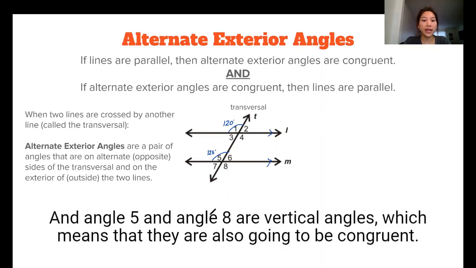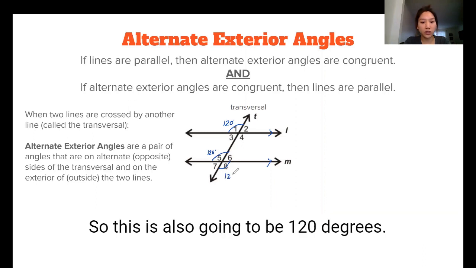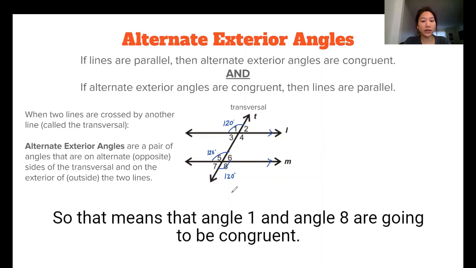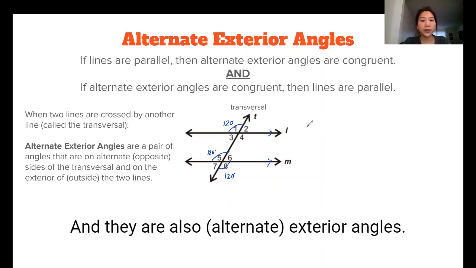Okay, and angle 5 and angle 8 are vertical angles, which means that they're also going to be congruent. So this is also going to be 120 degrees. So that means that angle 1 and angle 8 are going to be congruent, and they're also exterior angles.